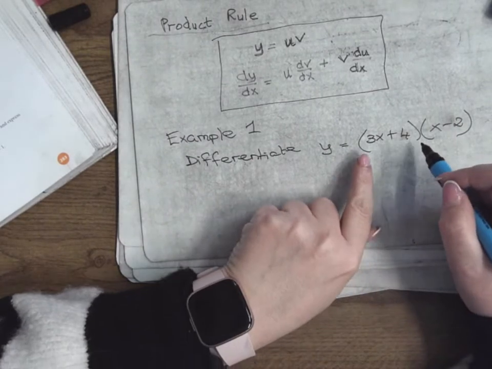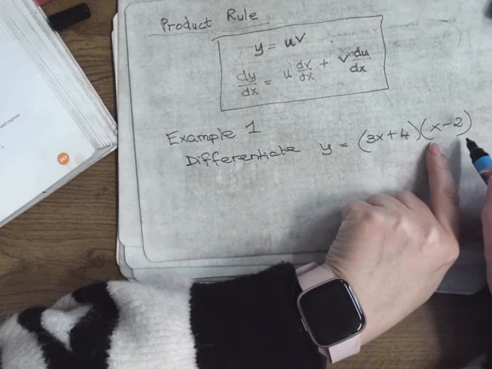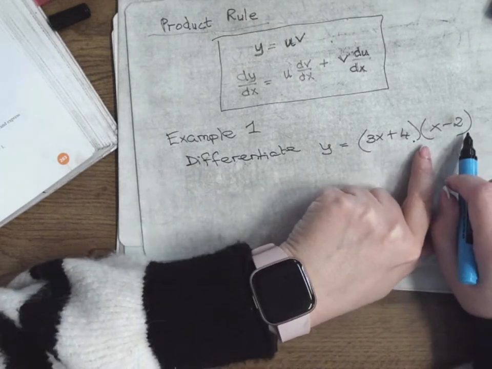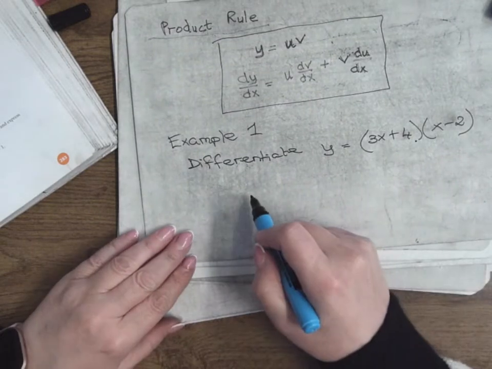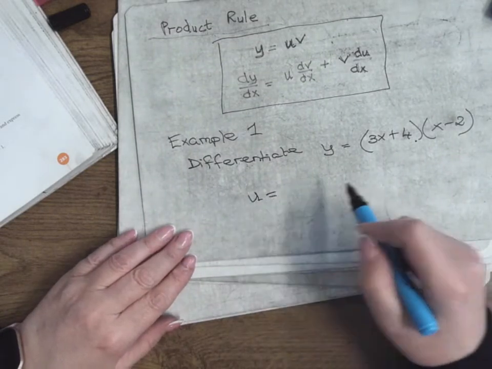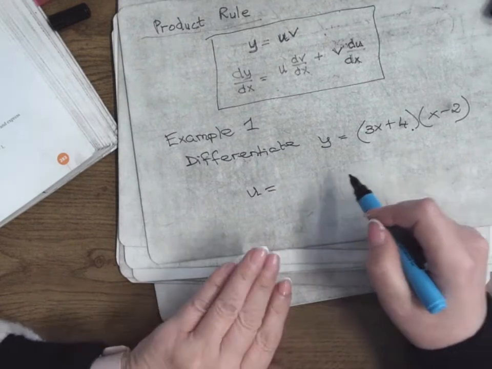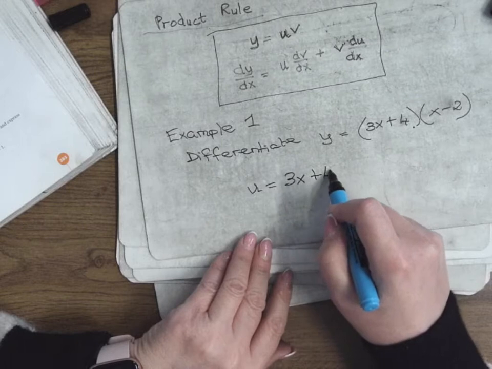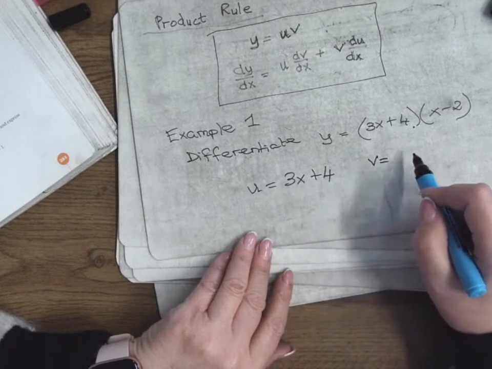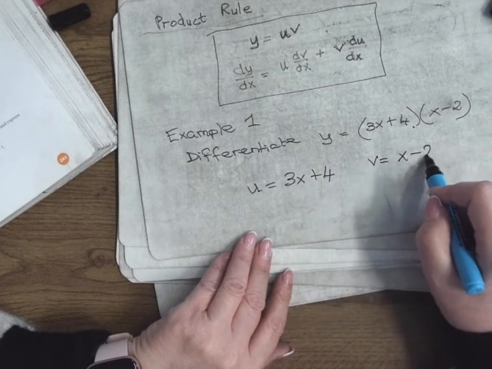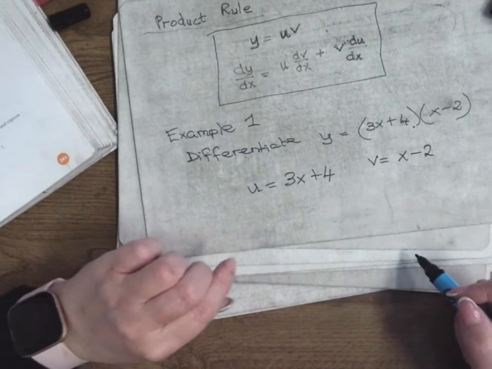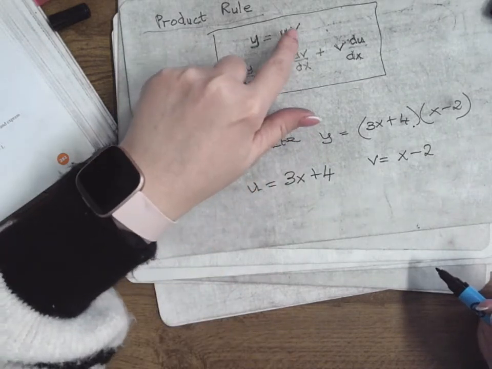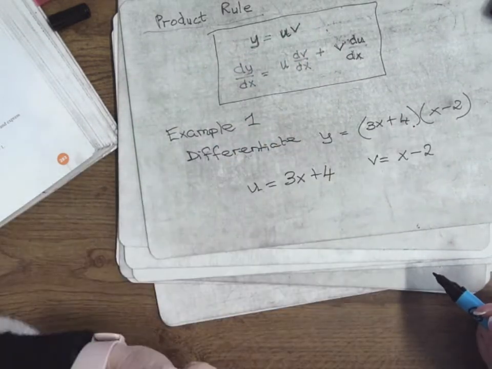Okay, so this is a product. It's one thing multiplied by another. Would you agree? It's a product. Product means multiply. So it's this term multiplied by this term, yes? So you let u equal to the first term. So I let u equal to the first bracket, which is 3x plus 4. I let v equal to the second bracket, which is x minus 2. Agreed? So u is the first thing you're multiplying, v is the second thing, because it's u multiplied by v, so it's this bracket multiplied by this bracket.